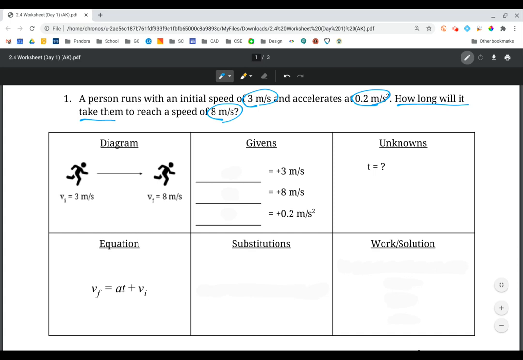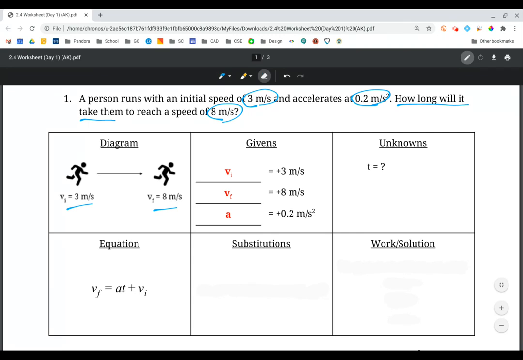So you'll see that we already had a diagram for this problem. It's got a person going slower and then faster. And then we have to consider what those givens are that I circled in the problem. So 3 meters per second is the initial velocity. 8 meters per second is the final velocity. And then acceleration is that 0.2 value. We're trying to solve for the time, and the equation is already chosen for us.